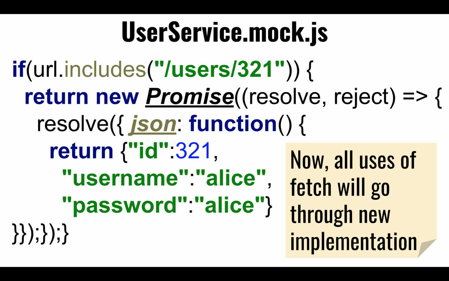We're going to say, if the URL that comes in is /users/321, what I'm going to do is return a promise, because that's exactly what fetch does. Fetch goes out to the server, and it doesn't block. It immediately returns a promise to whoever called this, so that they can wait for the server to come back with a value. And so we return a promise immediately, and then we execute this promise and we resolve it.